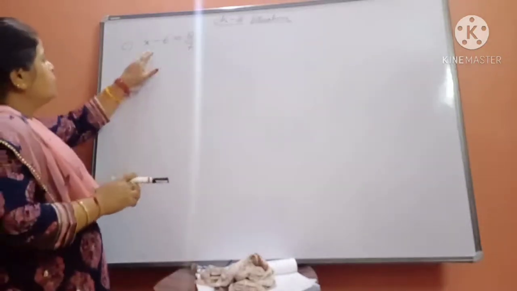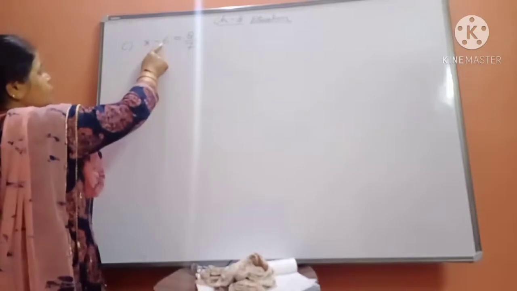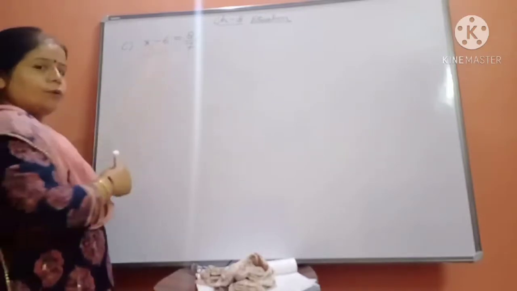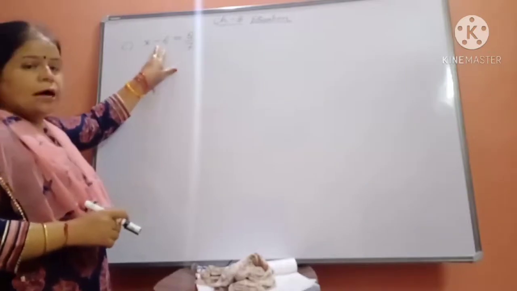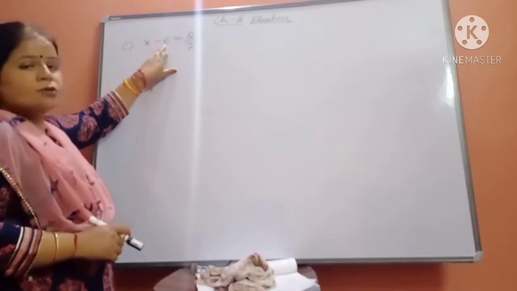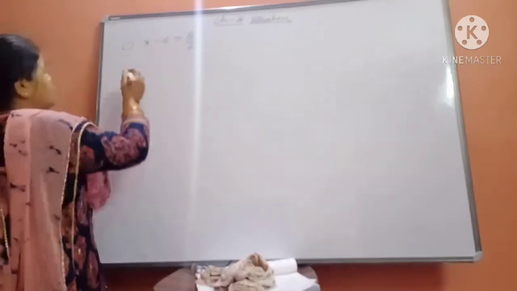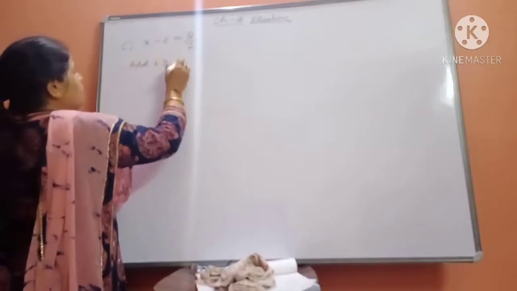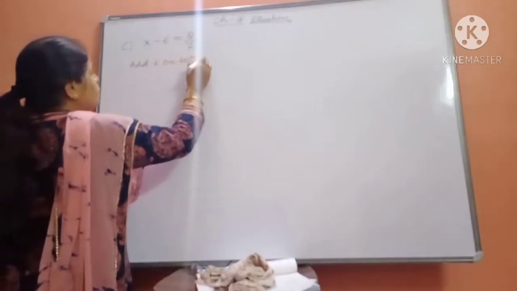Now see how we will do it. Here minus 6 is there, so we will do the opposite sign operation of this number. Equal value, but the opposite sign operation. So plus 6, since minus 6 is there. It means we will add 6 on both the sides. Okay, so write that: add 6 on both sides. Okay, beta.